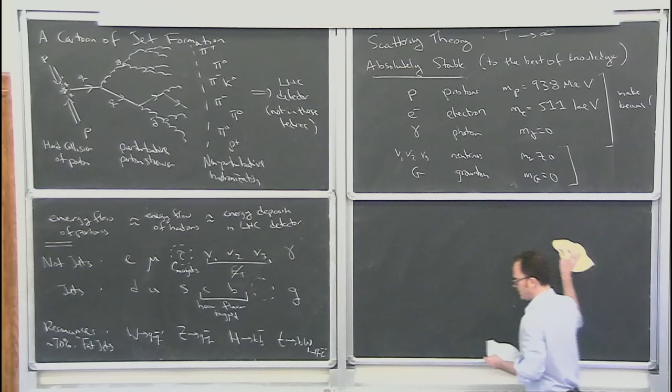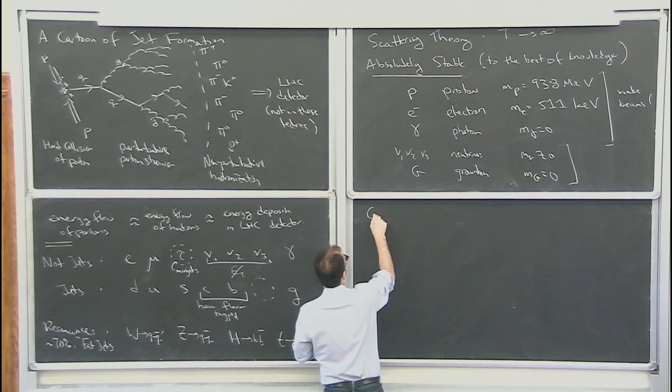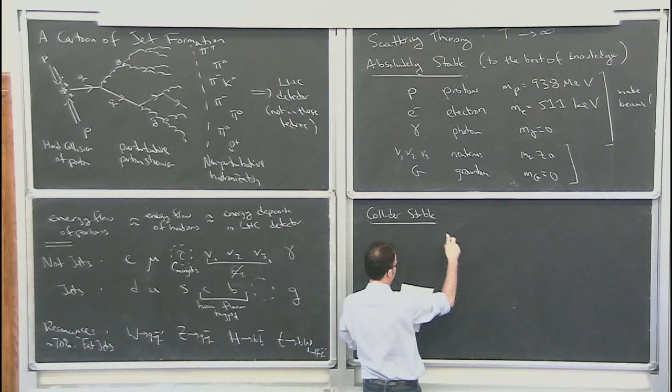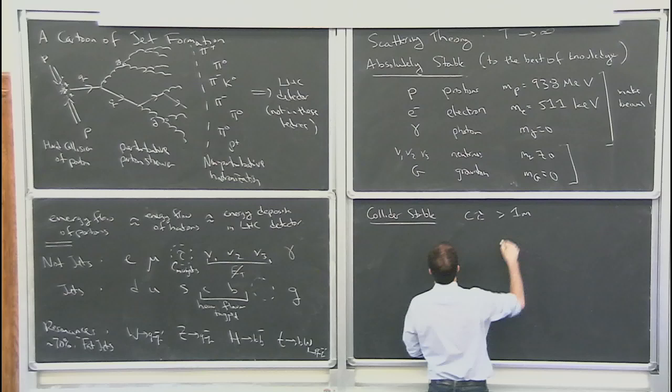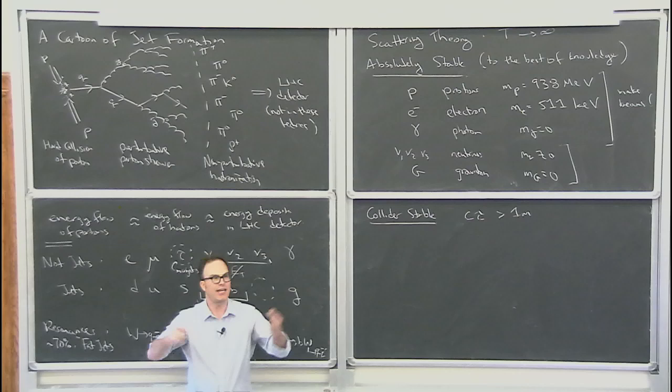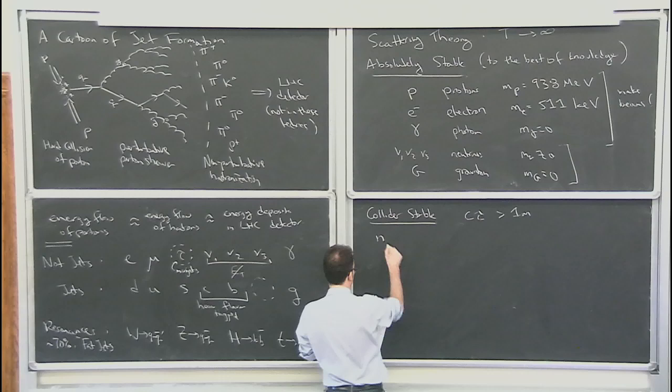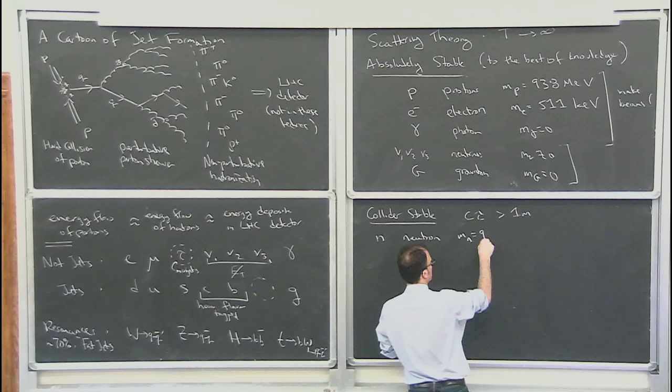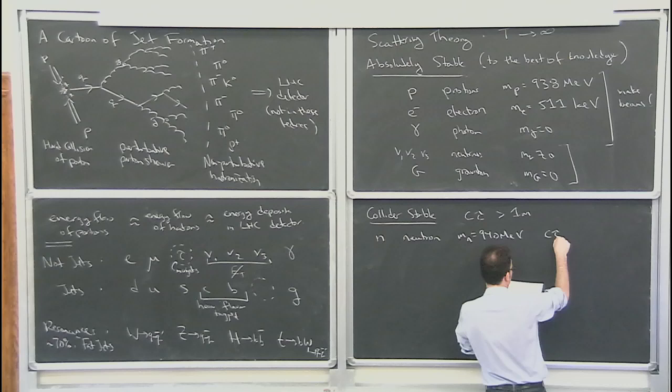Okay, so what about particles that are collider stable? What this means is that their lifetime, when converted into a length scale, is bigger than around a meter. And that means that at a typical LHC detector, these things would be long enough lived to hit various detector elements. So the neutron is of that form, and its lifetime is long, on the minutes scale.